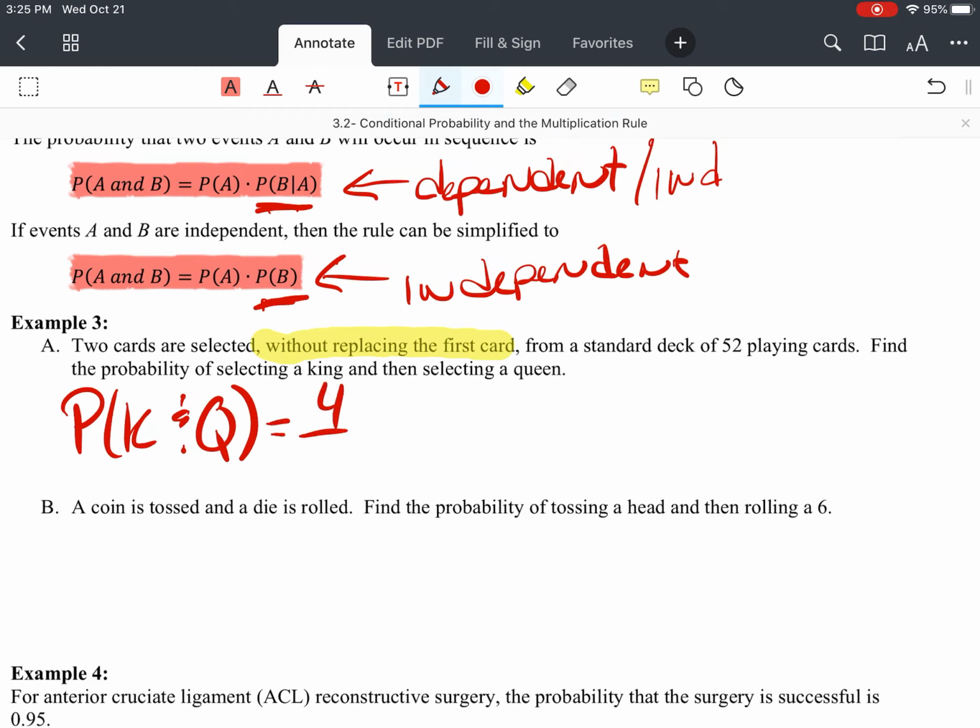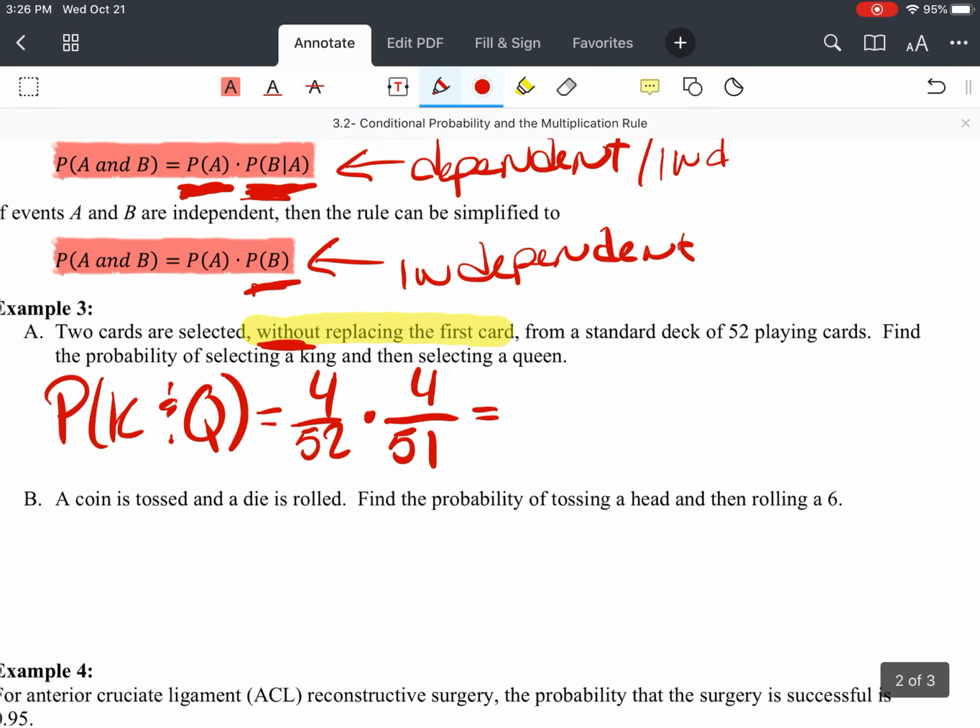Okay, so the probability of selecting a king, well, we have 4 kings out of a 52 card deck. Now because we're looking at a king and a queen, so that's the probability of A, right? Now we need to find the probability of B, given that A has already happened. So this time we're looking at the probability of having a queen. Well, we have 4 queens in the deck. Now, how many cards total do we have in the deck? Well, remember that we're not replacing these cards. So instead of 52 cards, we actually only have 51 cards.